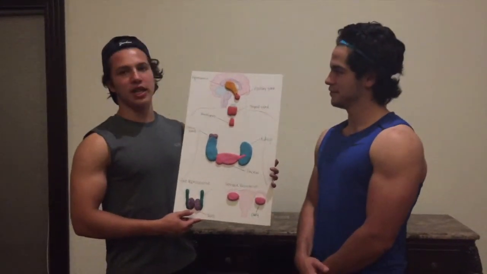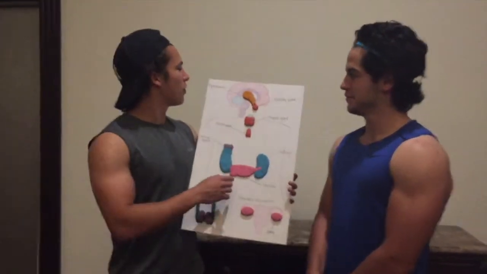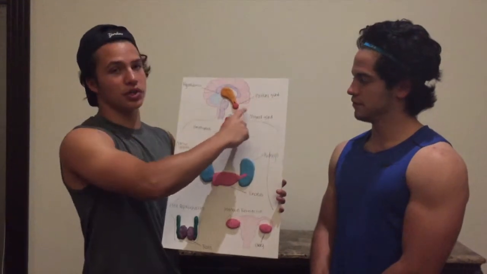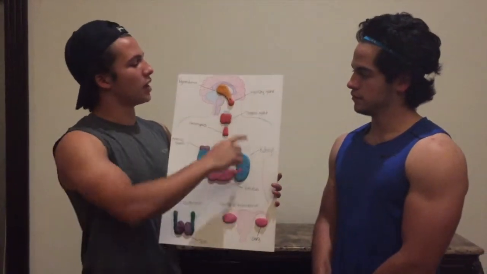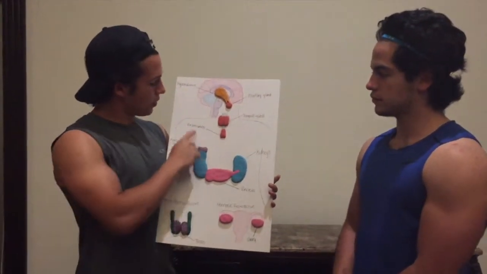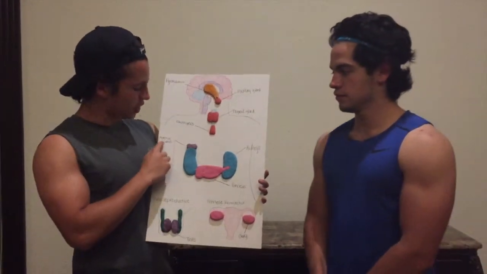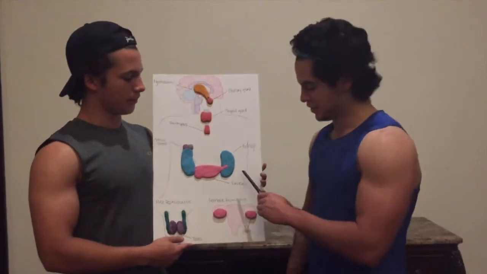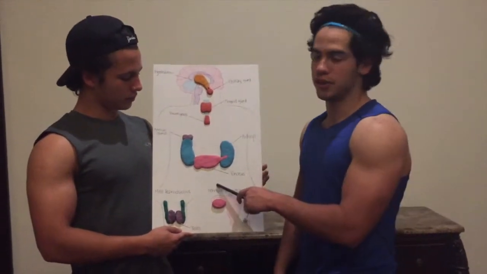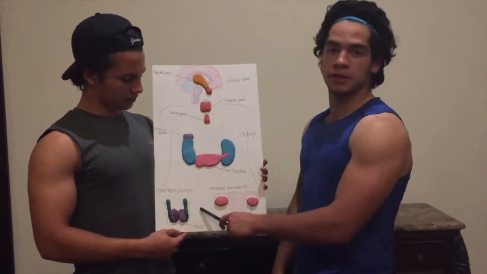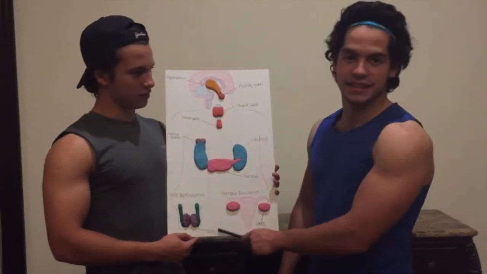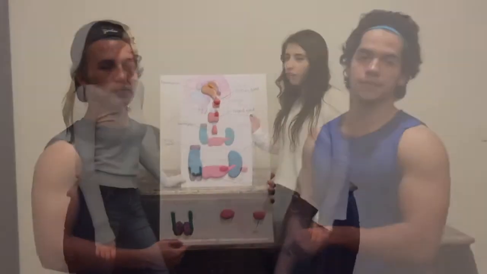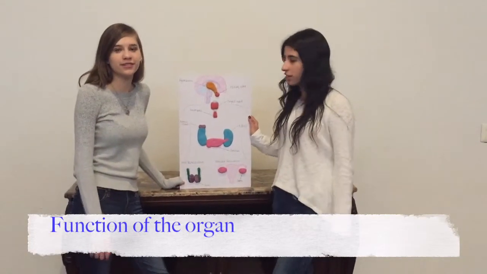Okay, so we'll list the glands in the endocrine system. First of all is the hypothalamus, the pituitary gland, which is posterior and anterior, the thyroid gland, the parathyroid, and the adrenal glands. Okay, so now we move on to the kidneys. Then we have the pancreas right here. We have the male reproductive system, the testes, and the female reproductive system, the ovaries. Okay, so we're going to tell you the definition of each organ.